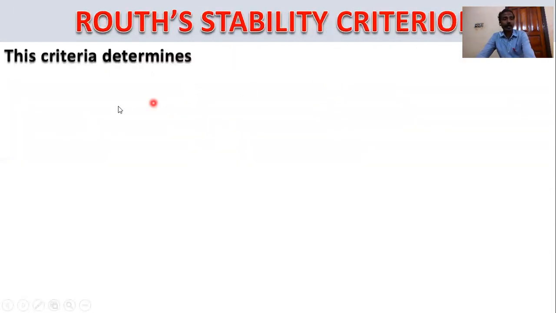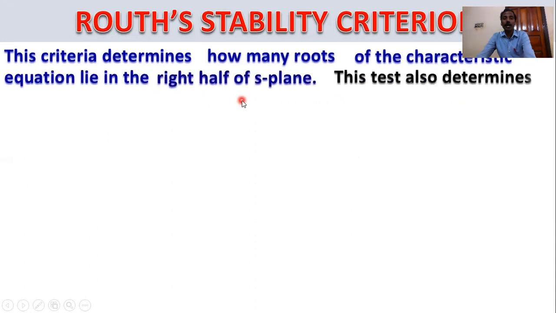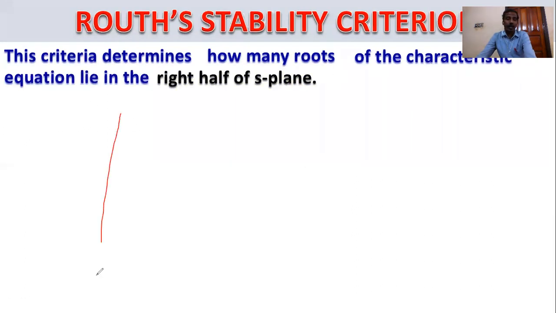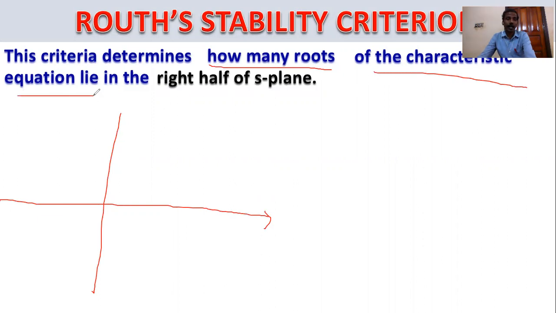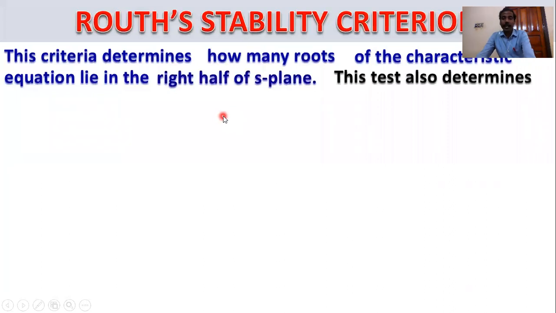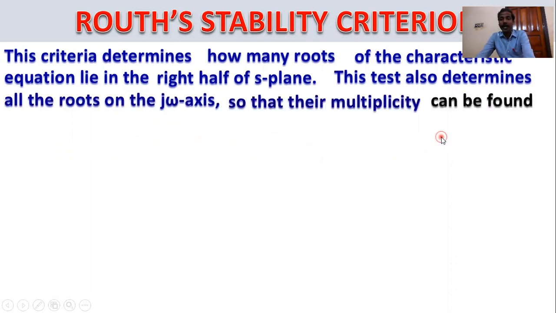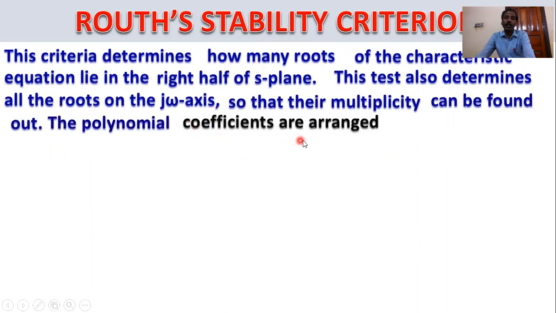Then the Routh stability criterion. This criterion determines how many roots of the characteristics equation lie on the right half of the S-plane. So this statement is also very important. This is our target: how many roots of the characteristics equation lie on the right-hand side of the S-plane? This test also determines all the roots on the j omega axis, so that their multiplicity can be found out. The polynomial coefficients are arranged in an array called the Routh array.